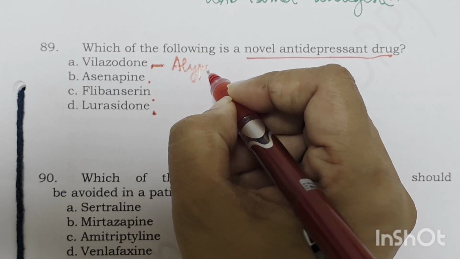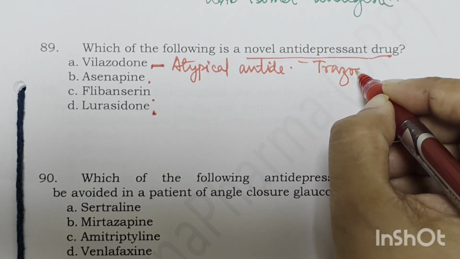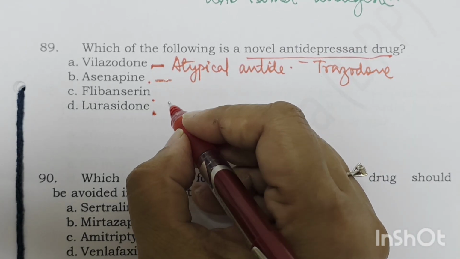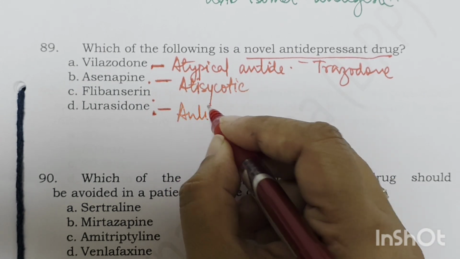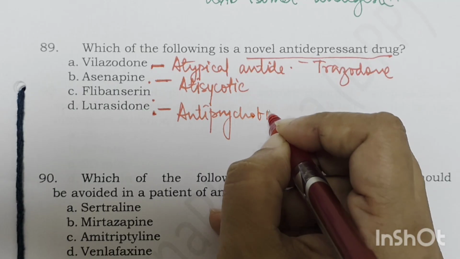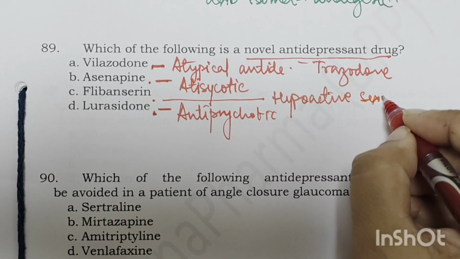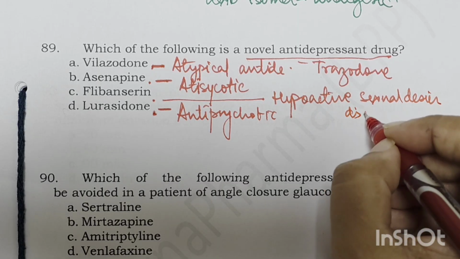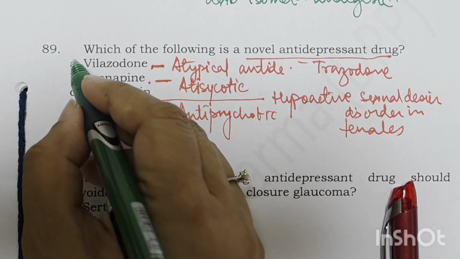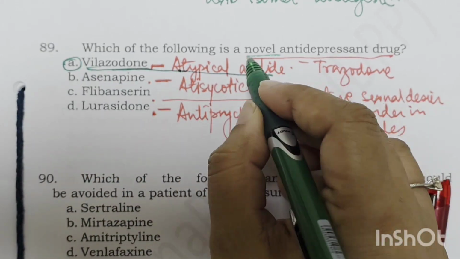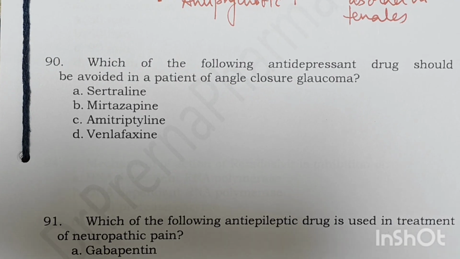Vilazodone is an atypical antidepressant, like trazodone. Asenapine and lurasidone are antipsychotics. And flibanserin is used in hypoactive sexual desire disorder in females. So the answer that we write here is vilazodone, which is an atypical antidepressant and a novel antidepressant.